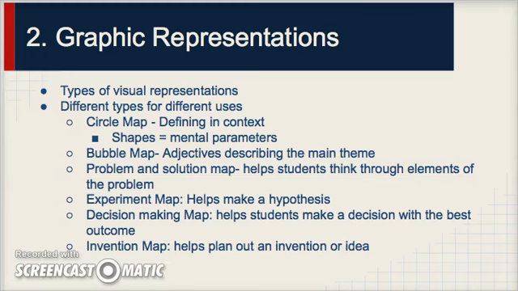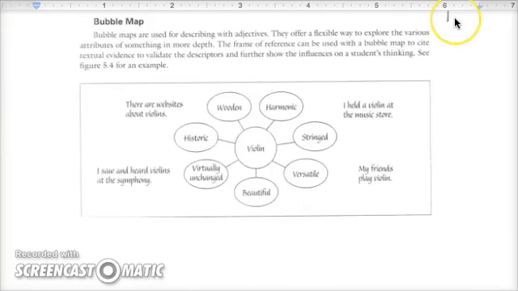The next one is a problem and solution map. This helps students just think through elements of problem solving. So this can be used for math, for an English problem, for historical events. They can make a problem and solution map. And this is what it looks like.